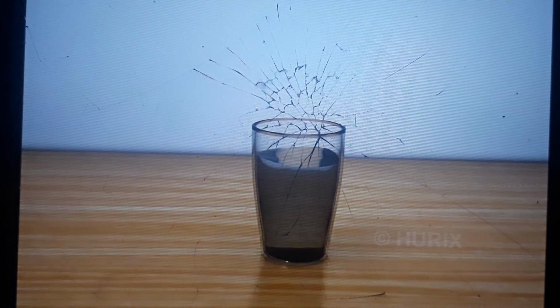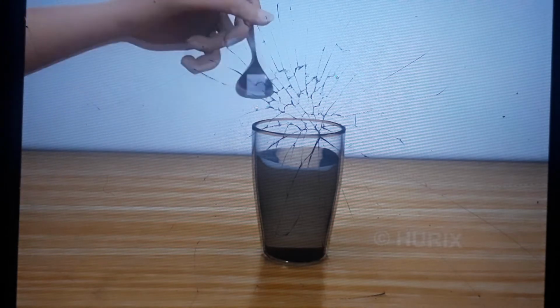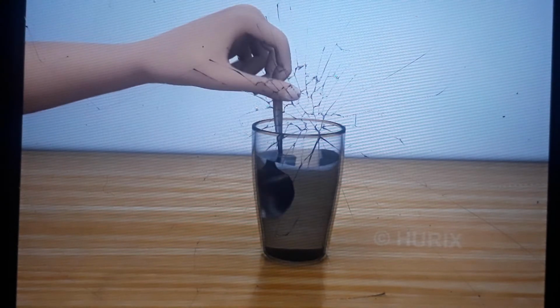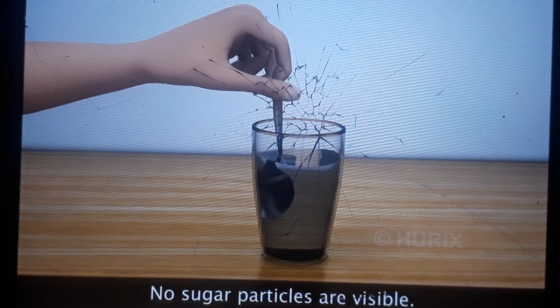Add a sugar cube to a glass of water. Mix it thoroughly. We can't see the sugar particles with our naked eyes. Where did the sugar particles go?